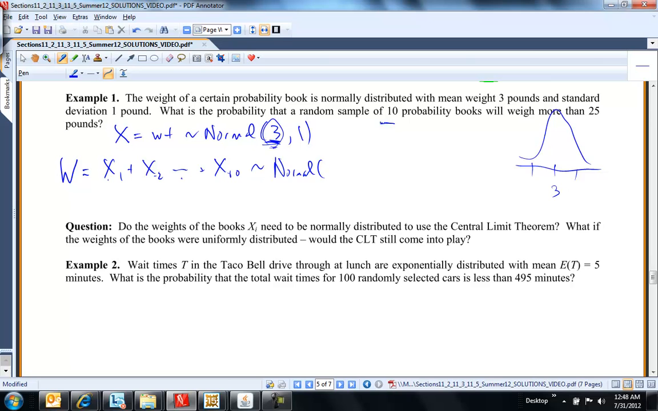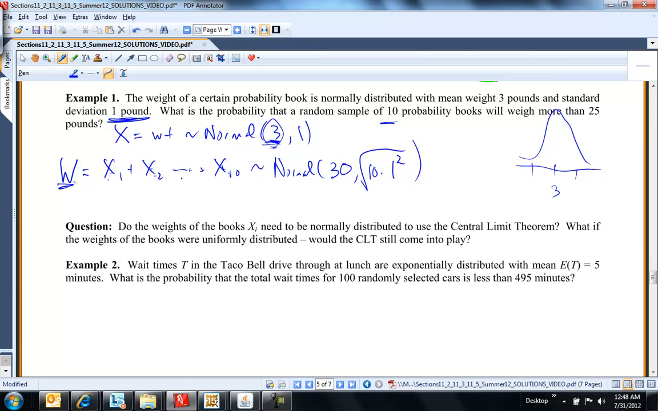3 is the weight. 10 of those will be 30 for the total weight. And I'm not allowed to add standard deviations. I'm allowed to add variances. So variance plus variance plus variance plus variance. So that's going to be 1 squared, 1 squared, 1 squared. So 1 squared, 10 of those. And then I'll take the square root for the standard deviation.